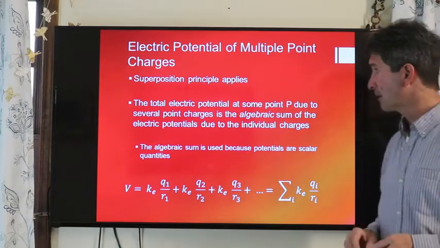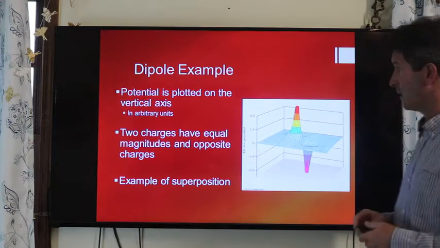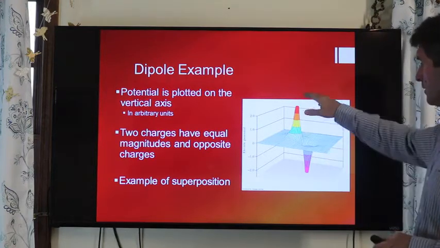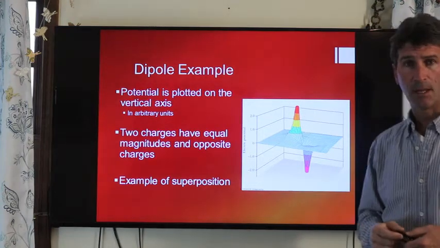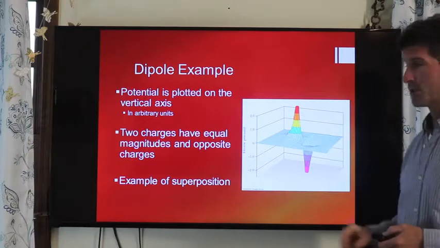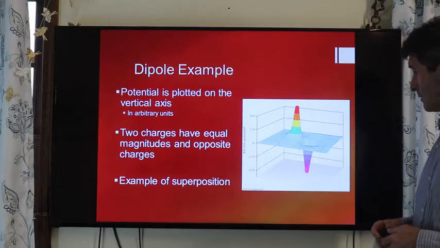So here's what a dipole might look like. Again, doing our 2-dimensional graph, where we're showing the elevation as being equal to the potential. We can see a positive charge and a negative charge. Of course, they've cut it off right where it would go to infinity.